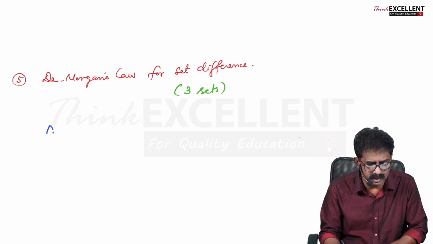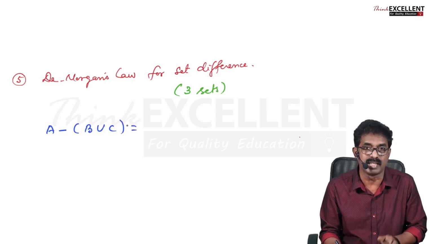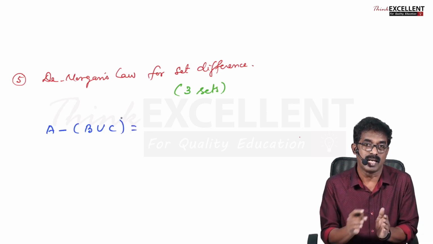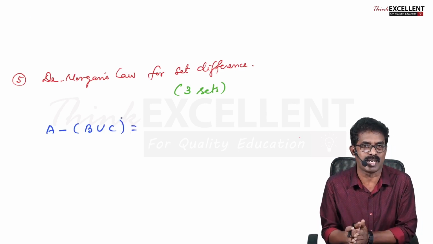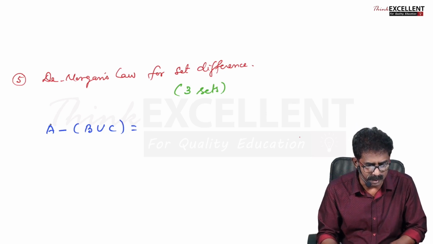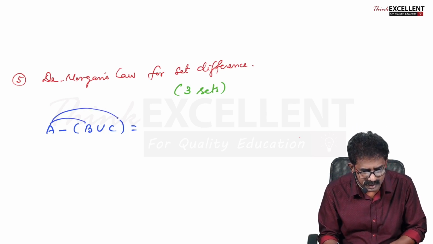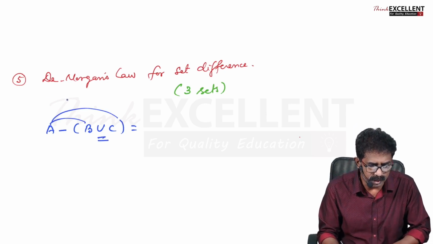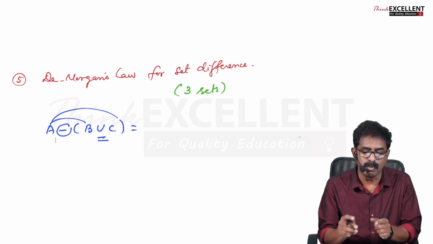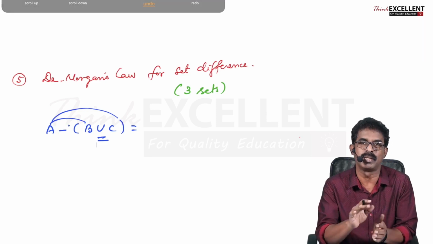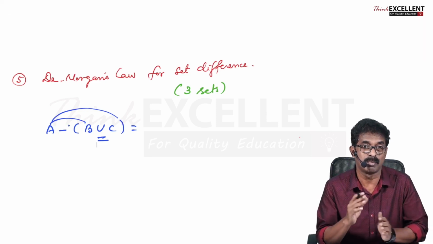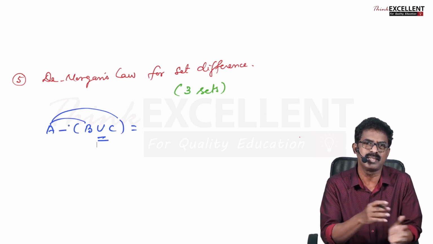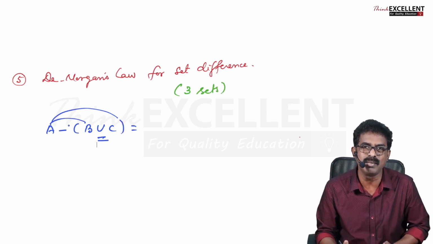The first one is A minus (B union C). Listen very carefully. A minus (B union C). Like the distributive property, we are going to start: A minus B, then A minus C. But here union is there, and outside what do you have? Minus. So minus with union becomes intersection. Remember like that. Union is there, but outside minus is there, no? So it reverses it. Union becomes intersection.